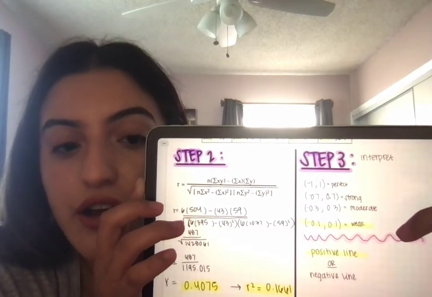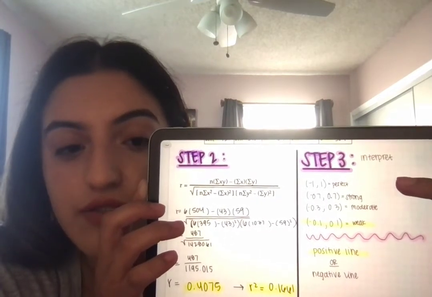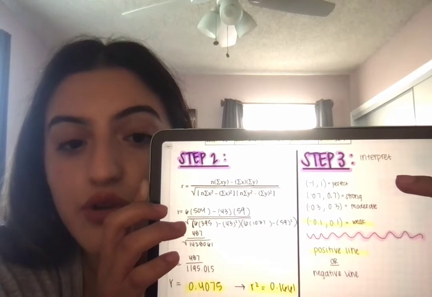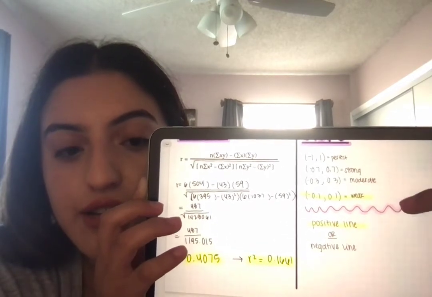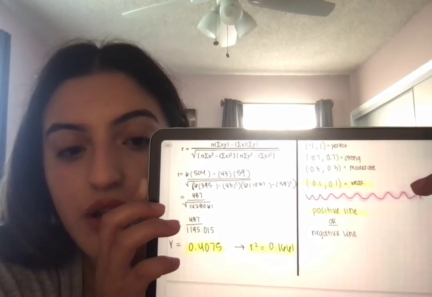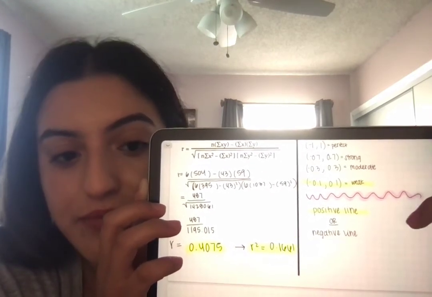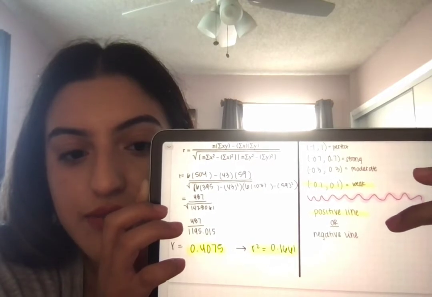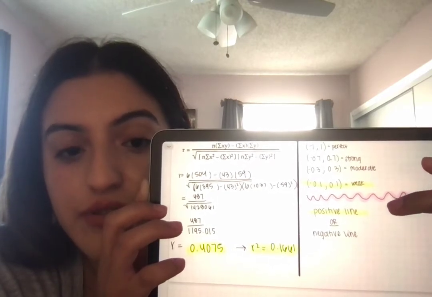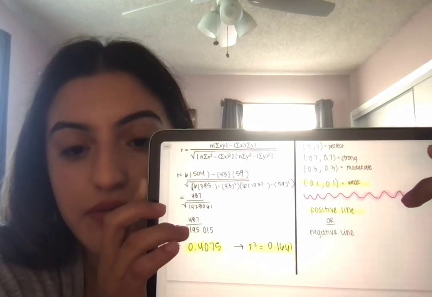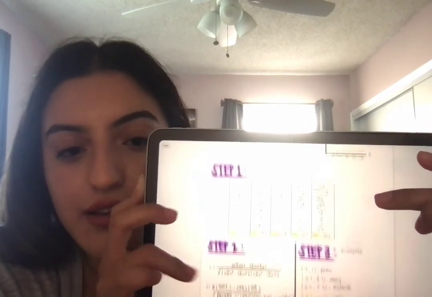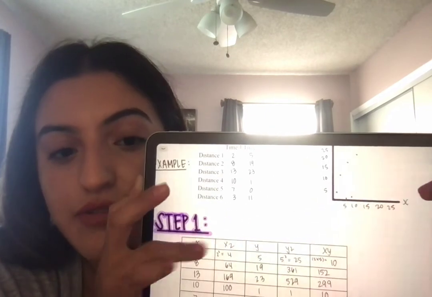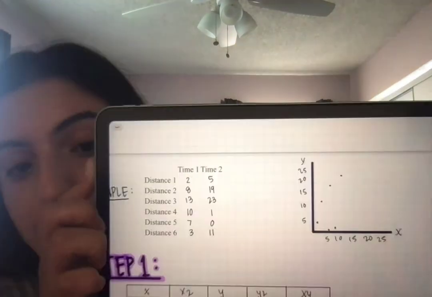So right here is a good toolbox to have to see whether you had a perfect, strong, moderate, or weak correlation. And as you can see, this one was pretty weak, because it is closer to 0. And then you're going to determine if it was a positive or negative correlation. And then as you can see right here, even though the data is pretty weak, you do have a positive correlation right there. Thank you.